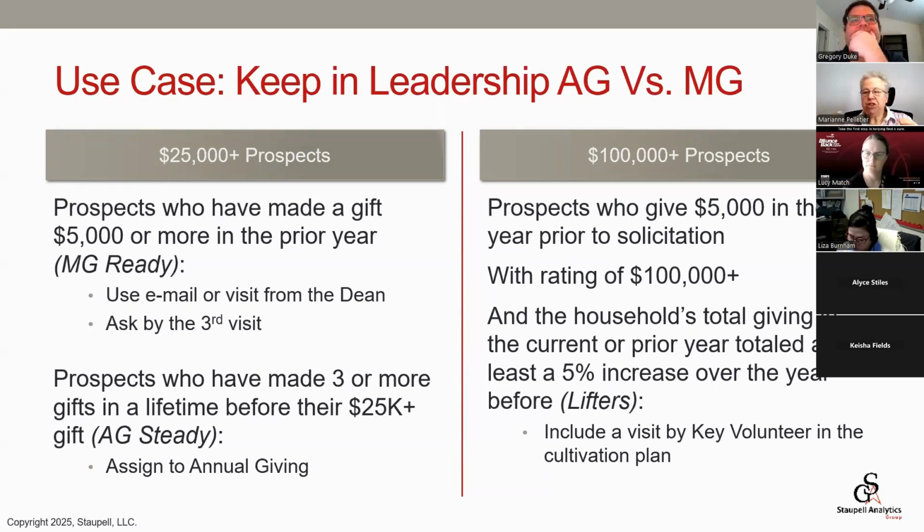Machine learning allows us, instead of that linear approach that says this is how much you could ask Marianne for, to say, by the way, when Marianne looks like this, she's actually more of an annual fund prospect than when she looks like that. Questions or comments? Is this fun or what? Okay.